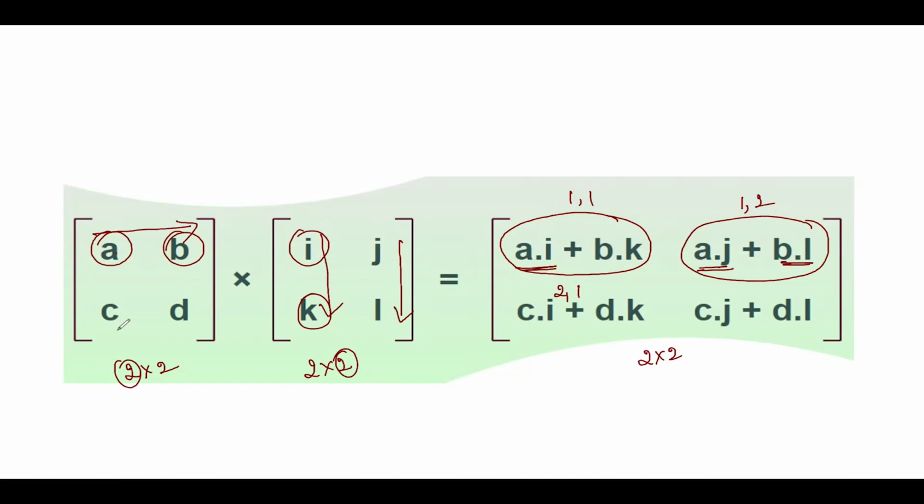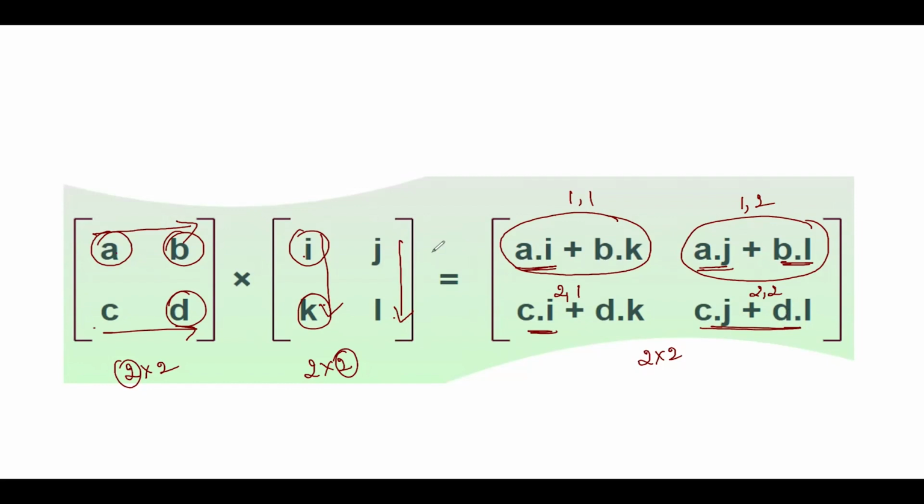For that, I will take the second row element multiplied with the first column. So C into I plus D into K. This will give me the 2 into 1th element, the second row, second column element. How do I calculate? I will calculate with the second row values multiplied with the second column value. So C into J plus D into L, as you can see in the formula. So you can write it down.